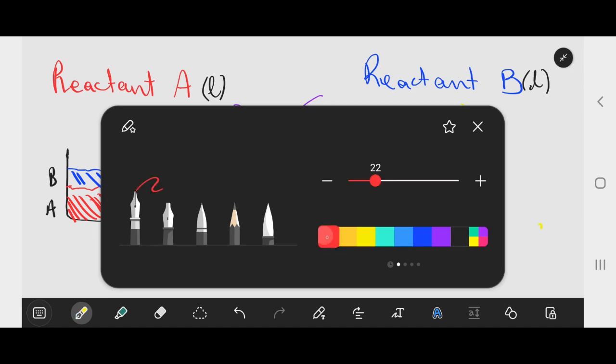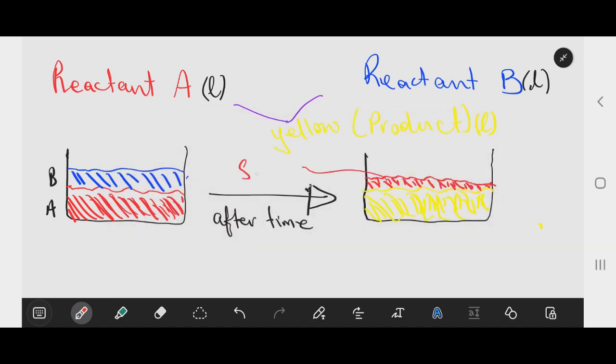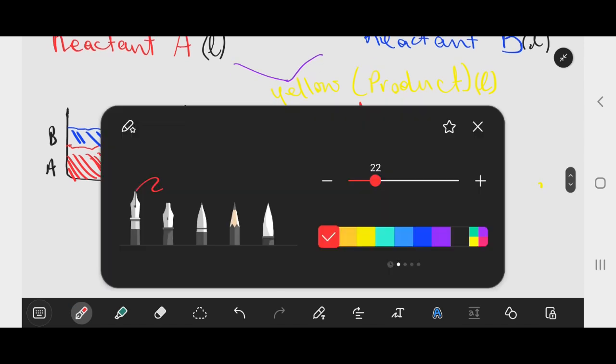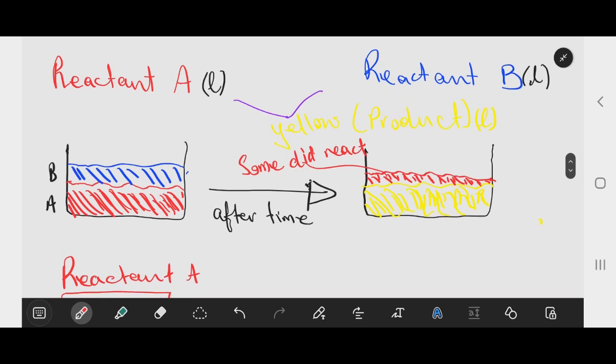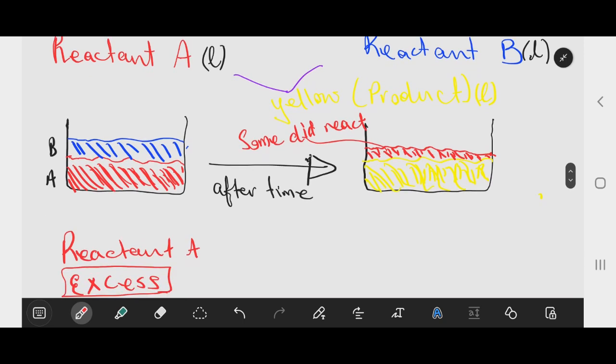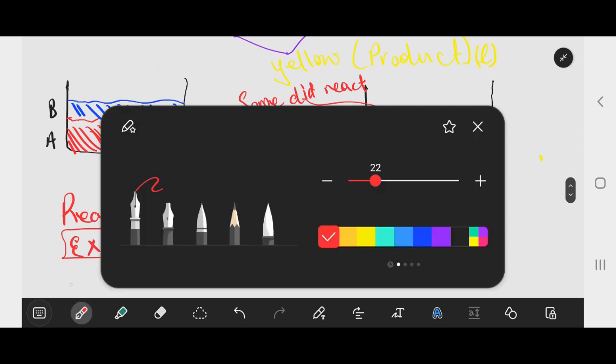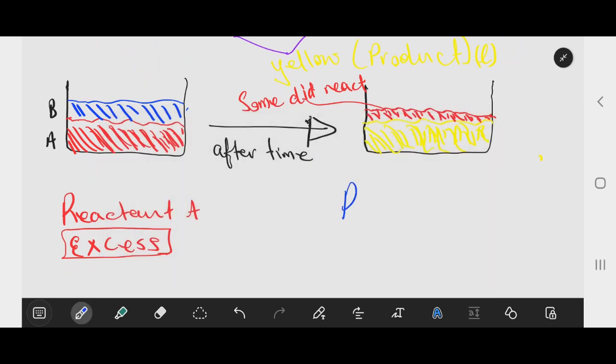And we can also conclude that some of the orange did not participate in the reaction, right? Did not react. So this means that reactant A was in excess. We had an excess amount of reactant A. We had more than we needed for us to form the product, right?